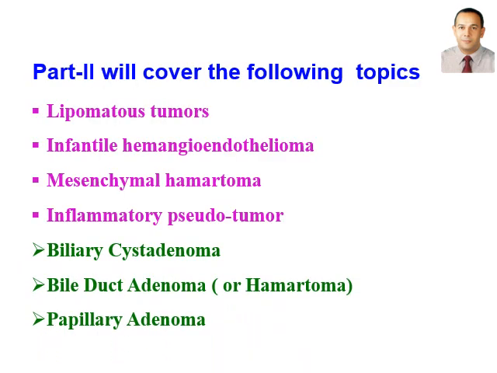Part 2 will cover the following topics: lipomatous tumors, infantile hemangioendothelioma, mesenchymal hamartoma, inflammatory pseudotumors, biliary cystadenoma, bile duct adenoma, and papillary adenoma.